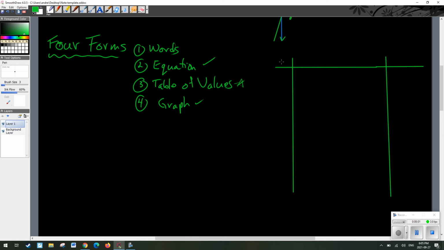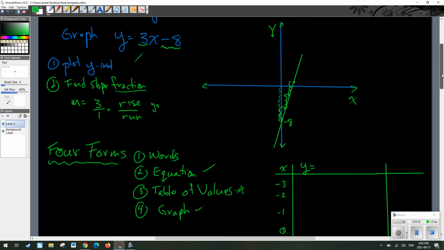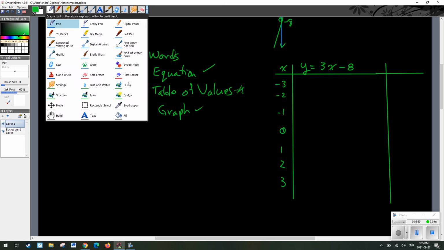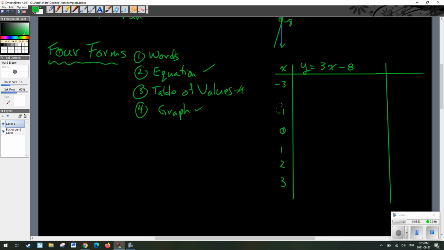So the table of values is going to look like x, and we're going to have some x values. In this case, typically speaking, I go -3, -2, -1, 0, 1, 2, 3. And then over here, instead of just being y, it's going to be y equals, and the equation we used. The equation was 3x minus 8. I probably haven't given myself quite enough room here, so let me clean this up a little bit.